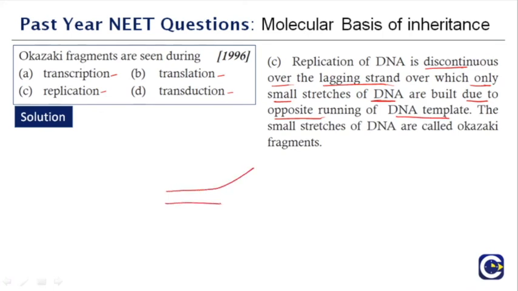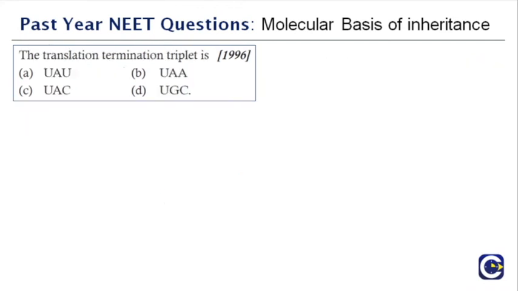For example, this is the replication fork here. One of the strands, the leading strand, is synthesized continuously, and the other strand, the lagging strand, is synthesized discontinuously. This is because DNA polymerase acts only in the 5' to 3' direction. The small stretches of DNA are called the Okazaki fragments. So the right option is C.